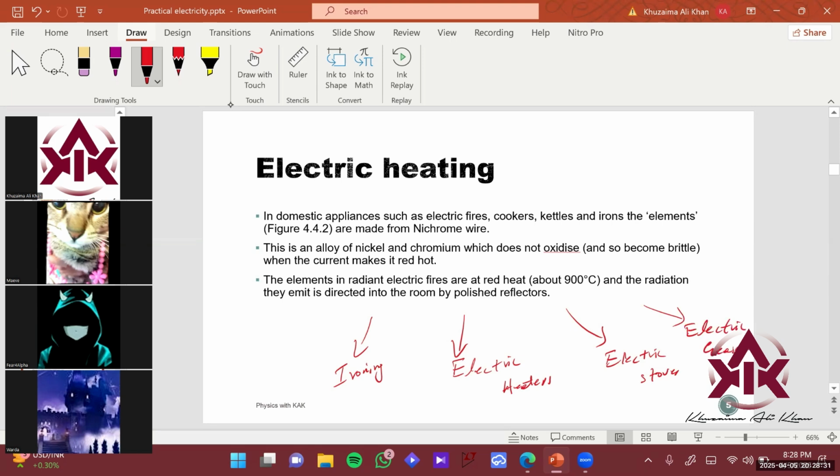So what is common in all of them? Can you share how they work? How do they produce heat energy? One thing is common in all of them which produces heat energy. Can you share that particular point?